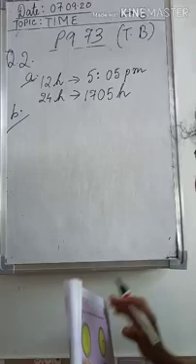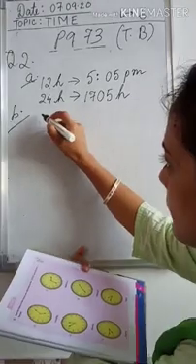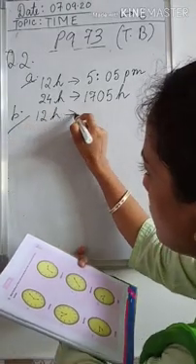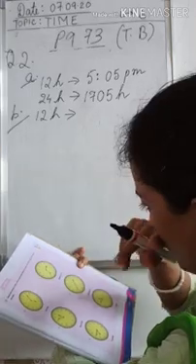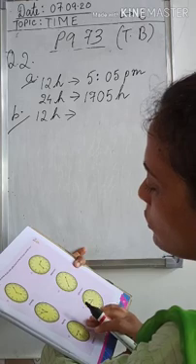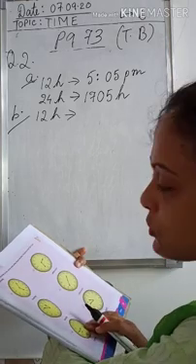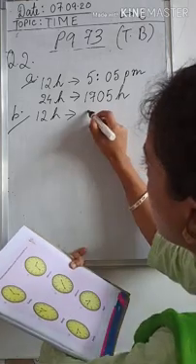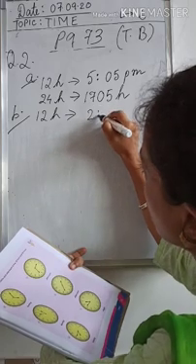The answer of number B will be, please check your answers, everyone. If any confusions are there, you can ask me the next day. In the clock number B, you can see the hour hand is between 2 and 3. That means it has crossed 2. So you can take it as 2 and it's written afternoon, so it will be PM.